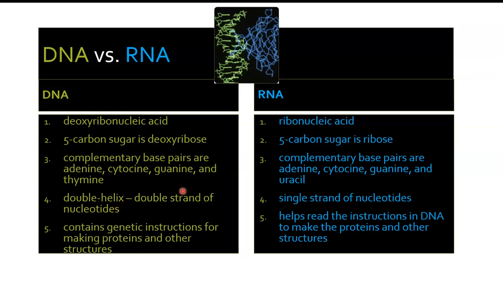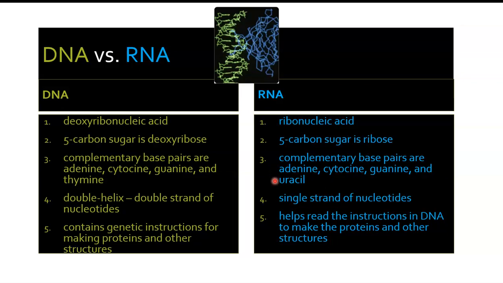Now, there is also in our bodies something called RNA, and RNA stands for ribonucleic acid. So basically what you do is you take off the deoxy part and it's just called ribonucleic acid. It also has a 5-carbon sugar as part of its structure, but that 5-carbon sugar, instead of being deoxyribose, is called ribose. It does also have complementary base pairing, right? Adenine, cytosine, guanine, and uracil. So there's a difference there.